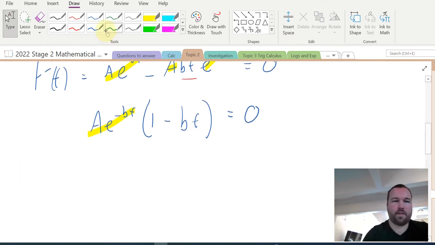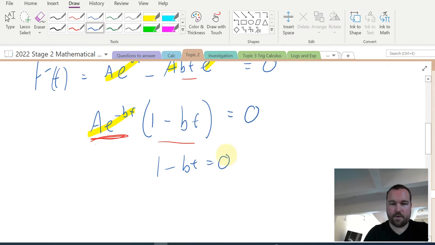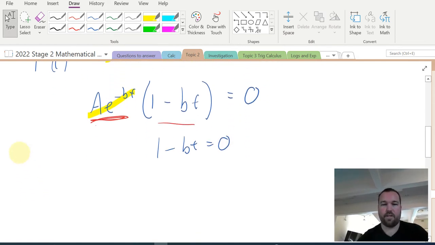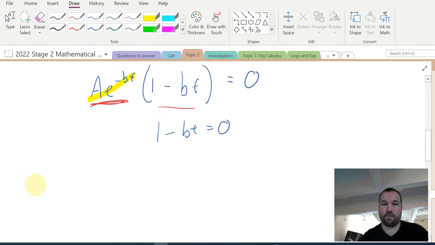So, consider these two portions. Firstly, this one here. E to the power of anything will never be 0. A is a positive constant, so there's going to be no solutions coming from this side. This isn't very useful at all. But here is a little more useful. We can set that equal to 0. So we can write 1 minus bt is equal to 0. And we're looking for what value of t would make that equal to 0. So we're solving for t.